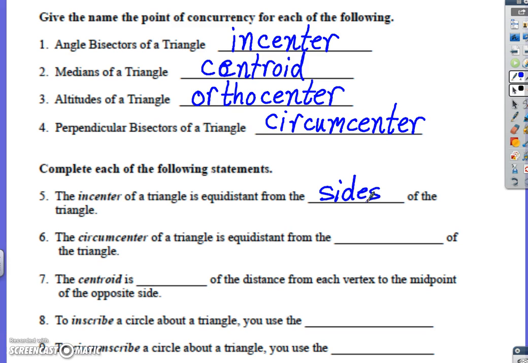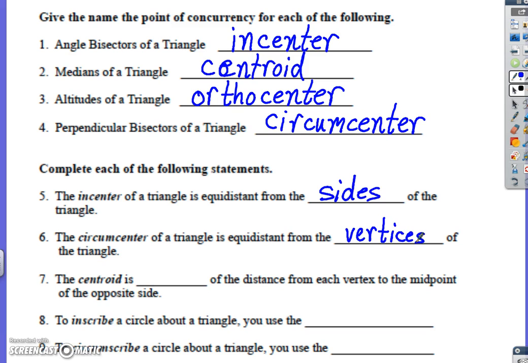Now the circumcenter is just the opposite. The circumcenter of a triangle is equidistant from the vertices of a triangle. If we wanted to draw a circle around the triangle, and we wanted each vertex of that triangle to be on that circle, the circumcenter would allow us to do that.